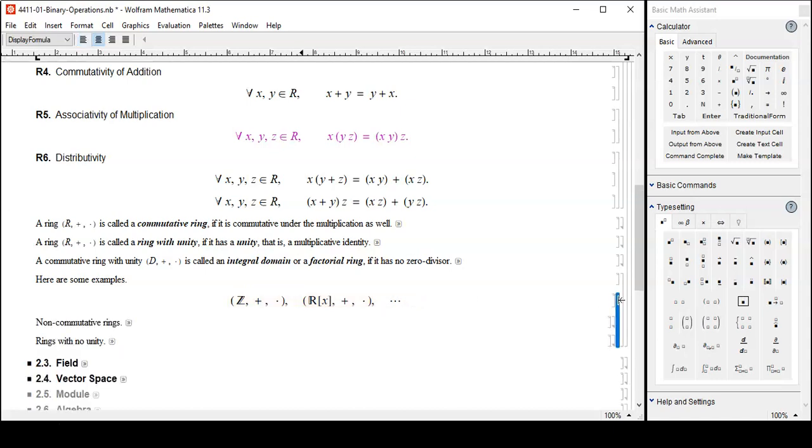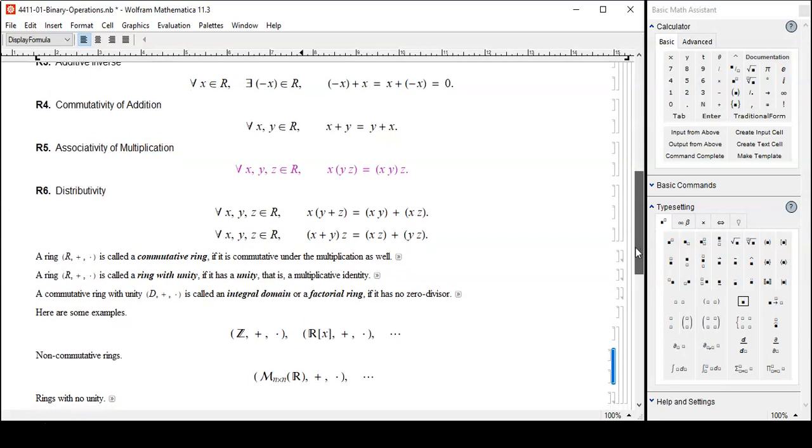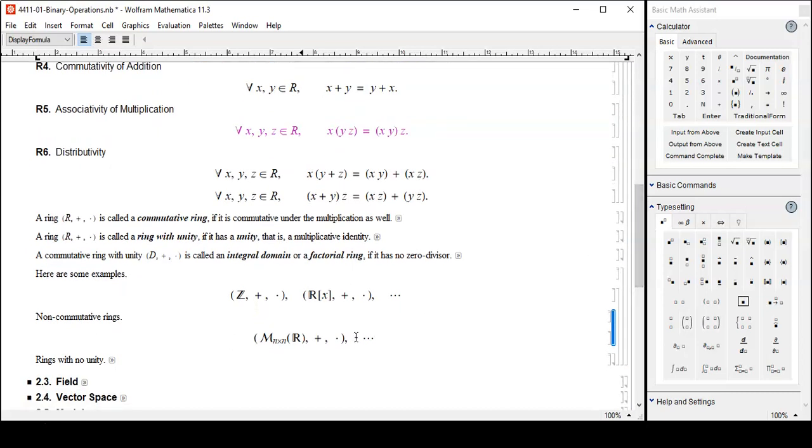Some other examples. Well, here's an example of a non-commutative ring, the matrix ring, n by n matrices, so we have addition and multiplication. And this ring has unity. We have the identity matrix. So this one is a non-commutative ring, but it has unity. So a non-commutative ring with unity.